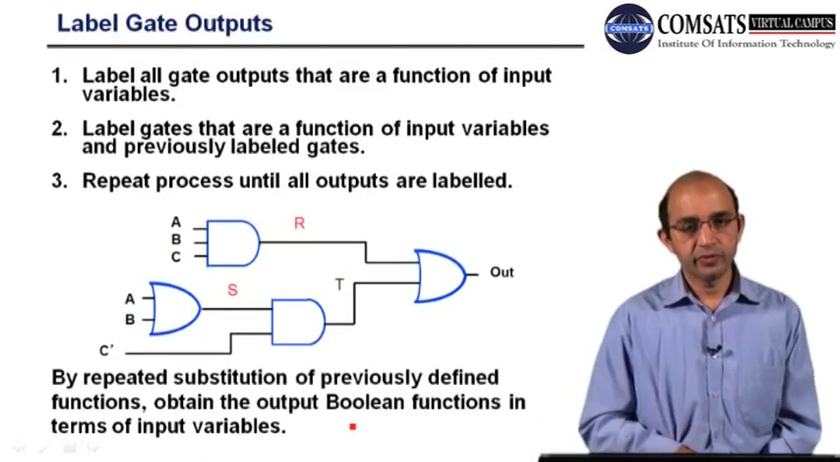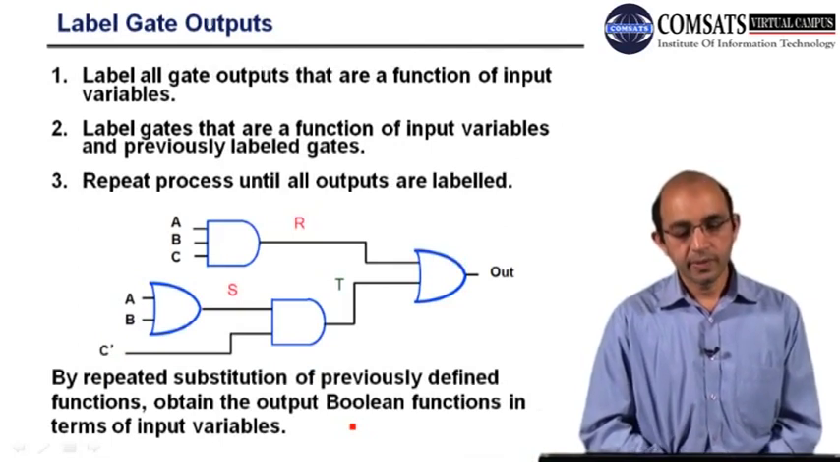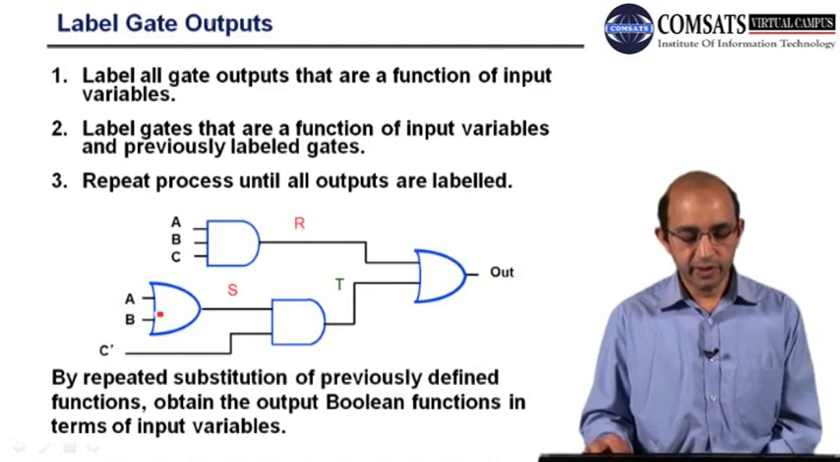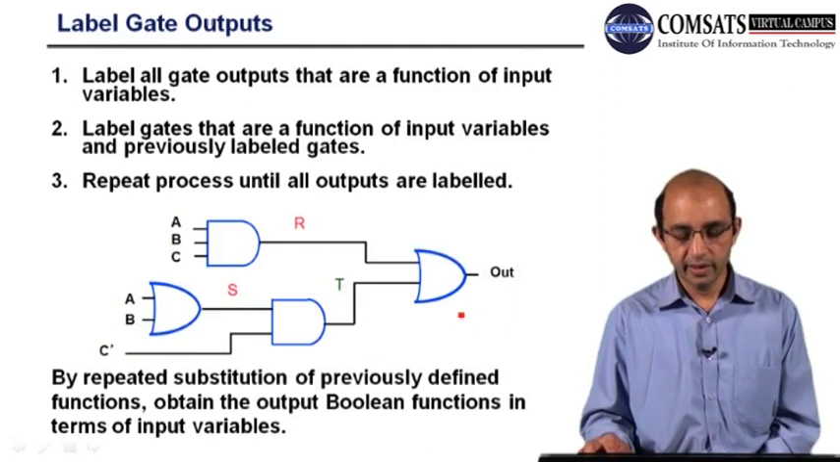So first of all, we have to label all the gate outputs. If you talk about this AND gate, it has 3 inputs and we have an output, so we label it as R. And if you look at this OR gate, it has 2 inputs, and we have represented the output of this OR gate with an S. And here we have an AND gate that is being fed by this S and C bar, so we have a T as an output of this AND gate, and finally we have the output.